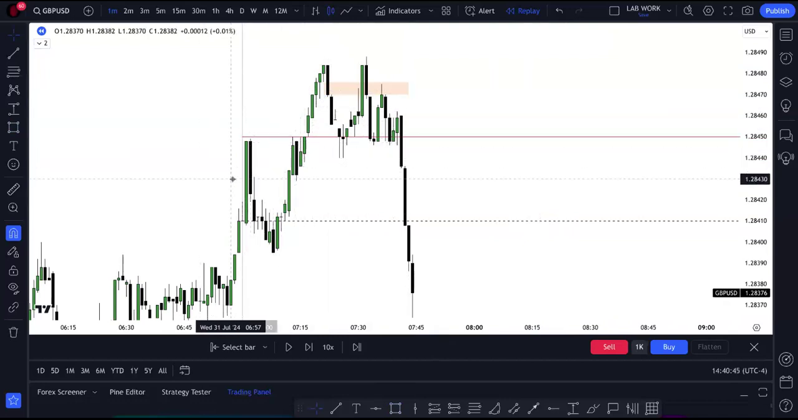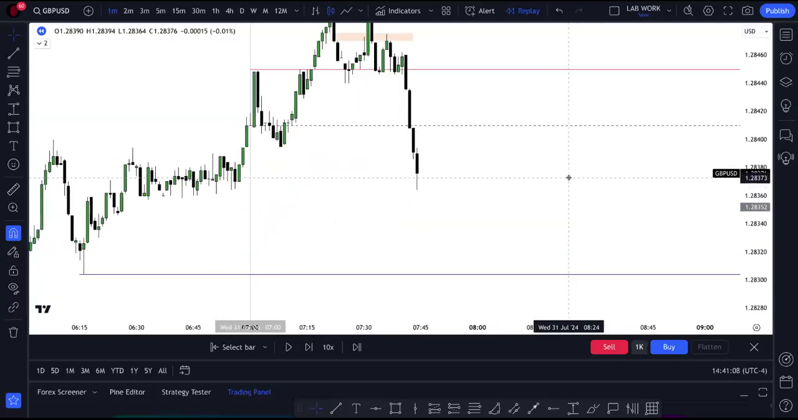Oftentimes, the very first fair value gap that forms on the 1 minute after breaking that buy side liquidity pool produces a nice setup. I'll leave it at that. I don't have to say too much about that. It doesn't need to be a swing point inside the fair value gap. Just the first fair value gap that forms after breaking that liquidity pool often produces a setup. You can go study that yourself.